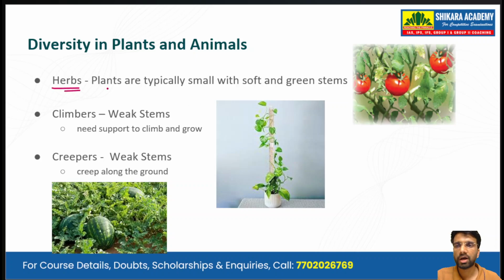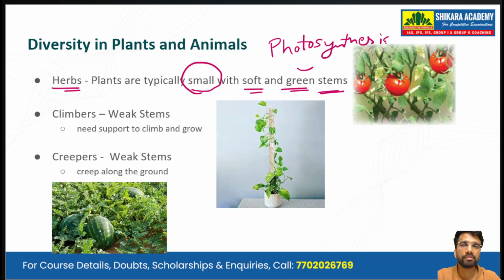Herbs, on the other hand, are typically small plants with soft and green stems. Green stems means they can undergo photosynthesis. Example, tomato. Climbers are plants with weak stems. They need support to climb and grow. Example, money plant.